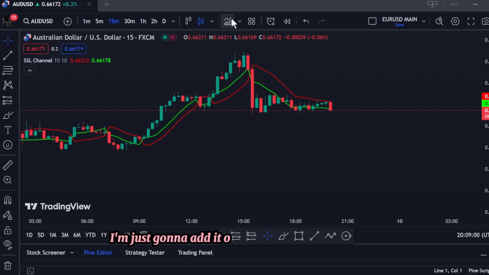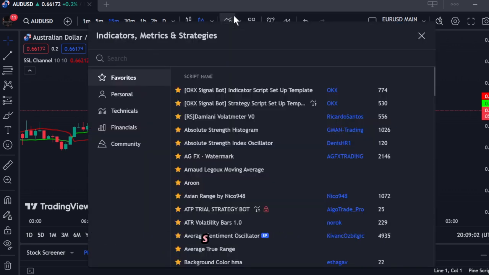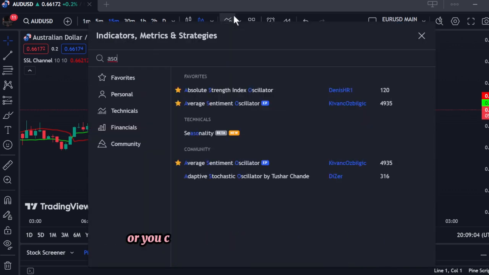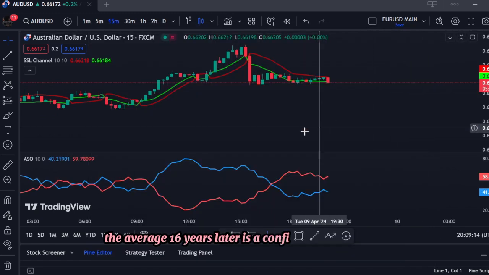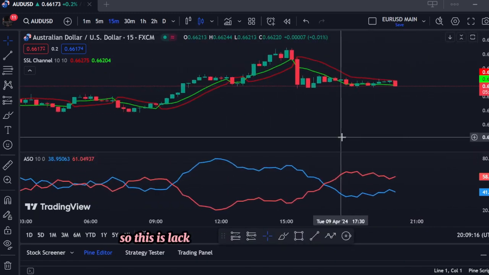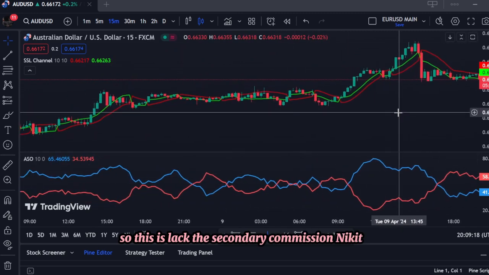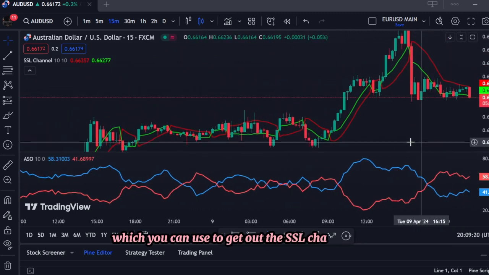I'm just going to add it on without removing the SSL. So just type ASO, or you can type average sentiment oscillator. You can see we got the absolute strength index, which is another one. I'm going to look at it next. So the average sentiment oscillator is a confirmation indicator. This is like a secondary confirmation indicator, which you can use together with the SSL channel alert.